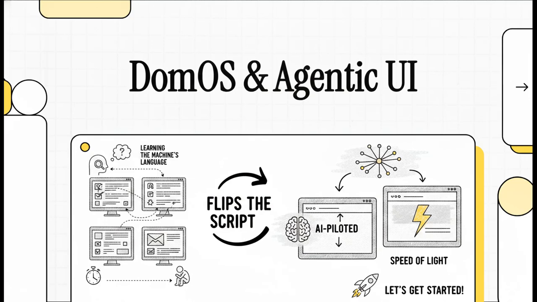You know, for the last 30 years, the web has been stuck in one very specific paradigm. We, the humans, have to learn the machine's language. We have to figure out where to click, navigate complex menus, and basically guess what every little icon means. But today, we're unpacking a framework that completely flips that script. It turns passive websites into AI-piloted applications, literally letting a large language model navigate your site like a human would, but at lightning speed. Let's get right into it.